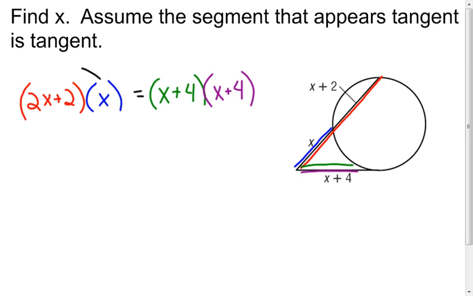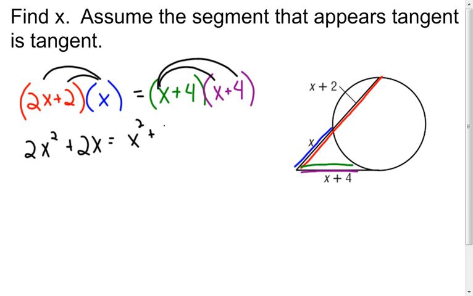So if I distribute here, I'm going to end up with 2x squared plus 2x equal to, and then on this side I'm going to have to FOIL. First, x squared, my outsides, 4x, my insides, 4x, and my last 16. Now I look at this and I have x squareds in this equation, so I have a quadratic equation.